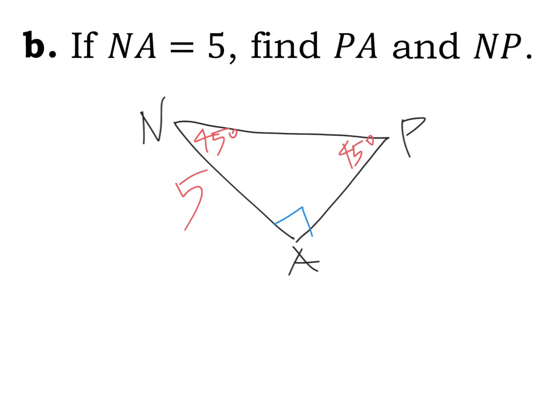And so if NA is 5, then AP or PA is also 5. And then the hypotenuse is that same number, just with a square root of 2 attached to it. So now we figured out what PA and NP are.